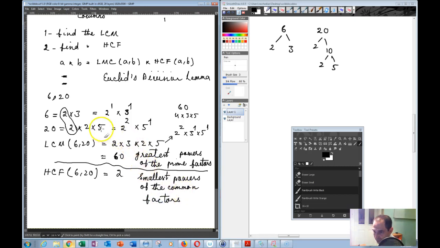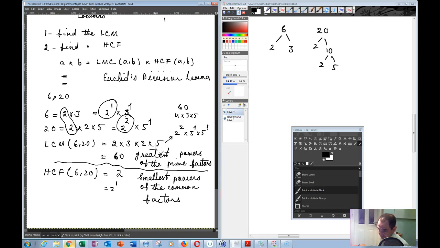Okay, so what that means is that you have these two numbers over here, so the common factor over here is only 2, and for the smallest powers of the common factors, here you have 2 raised to the power 1, and here you have 2 raised to the power 2. And 3 and 5 are not common. So the smallest power of this common factor is of course 1. So you write it as 2 raised to the power 1, which is equal to 2.